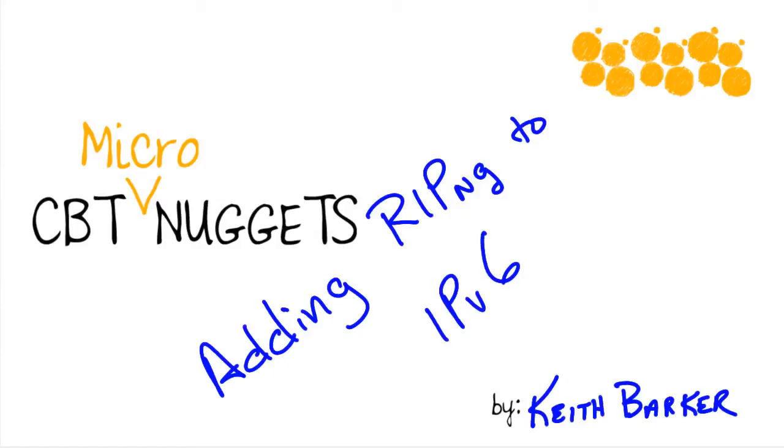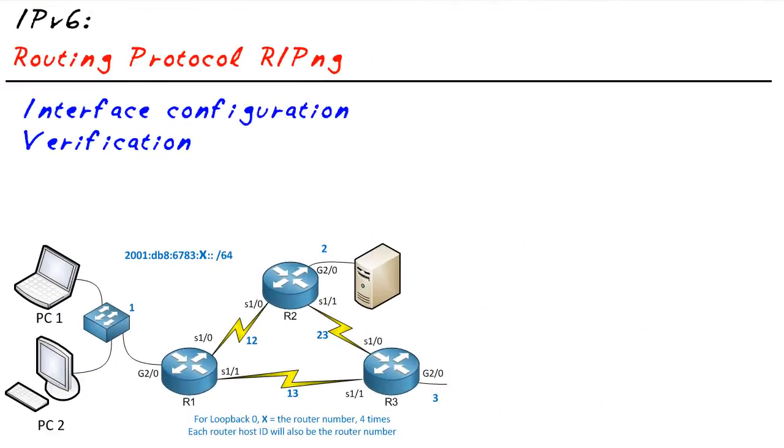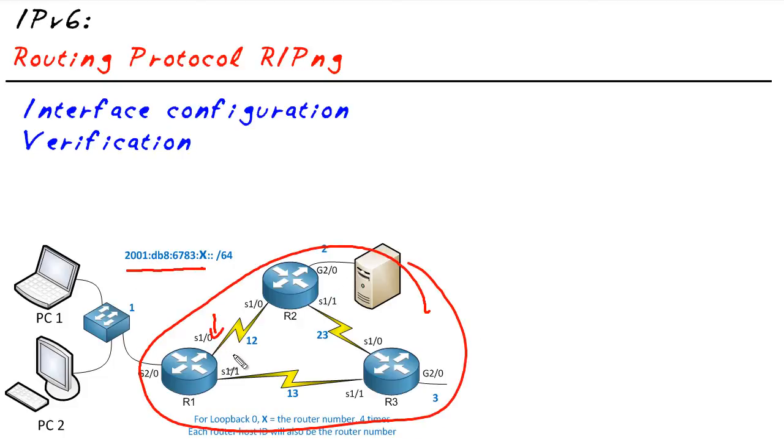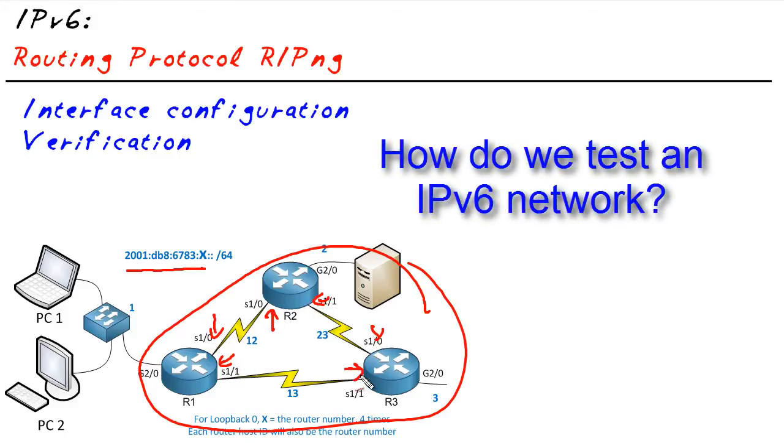Adding RIP Next Generation to IPv6. Let's begin. I'd like to imagine that you and I are putting together a test network. So we come up with an IP addressing scheme, we put our cables and connectors together, and we configure each of the interfaces with the appropriate IP address. My question is, once this is all in place, how do we test that to make sure it's actually working?